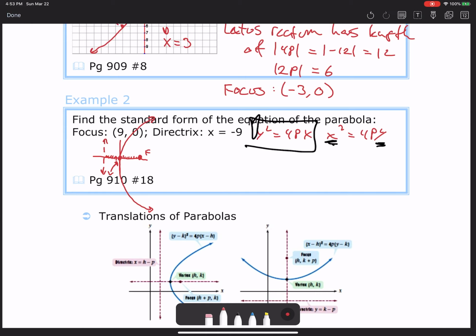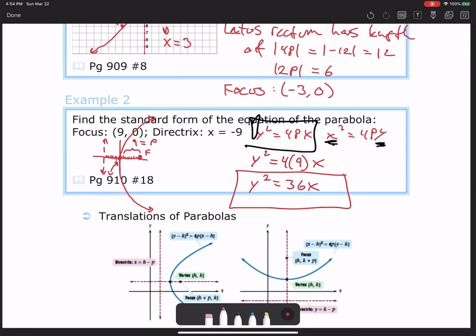From our earlier conversations, we know that p is the distance from the vertex to the focus. This is a distance of 9. I'm going to say that that's equal to p. Therefore, y squared is equal to 4 times 9 times x. So our final answer for the equation in standard form of this parabola is y squared equals 36x.